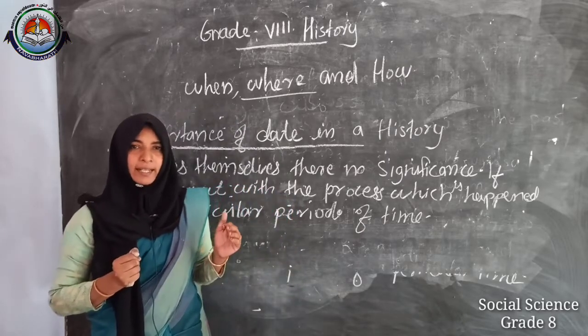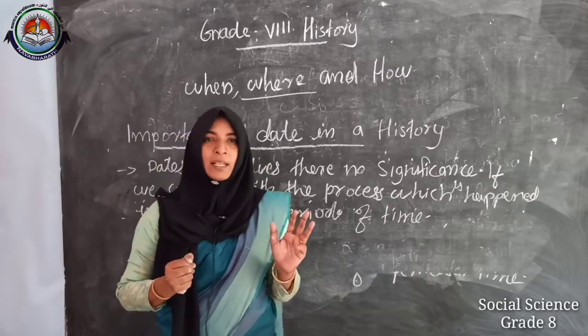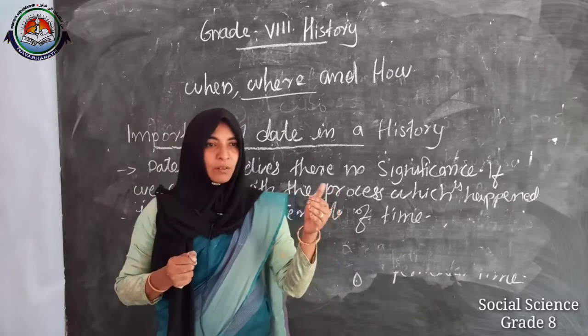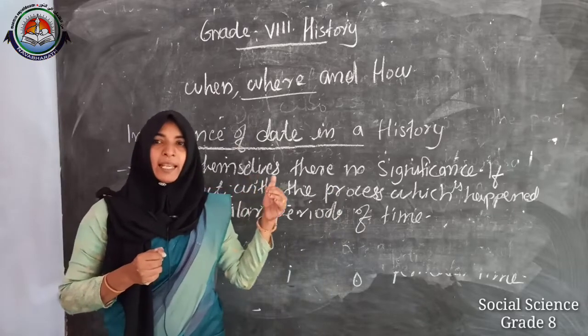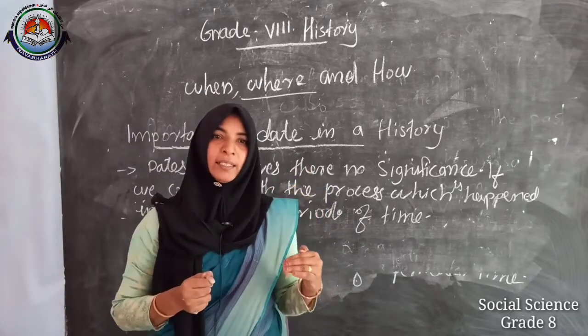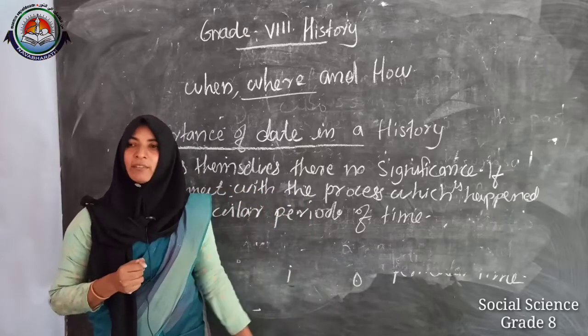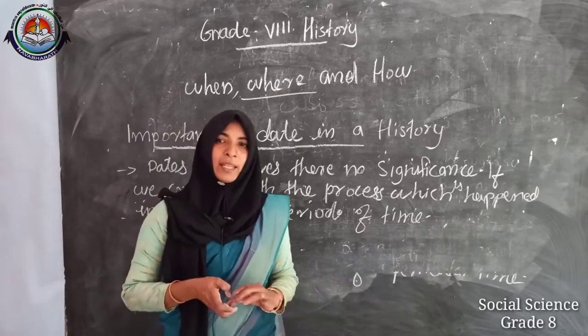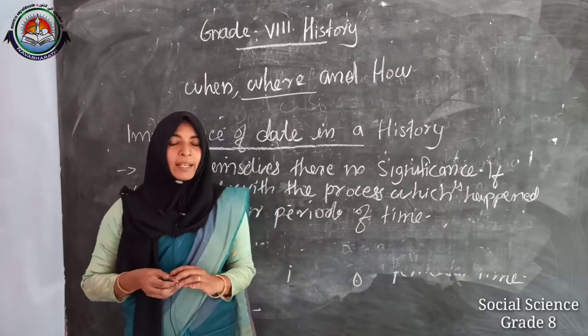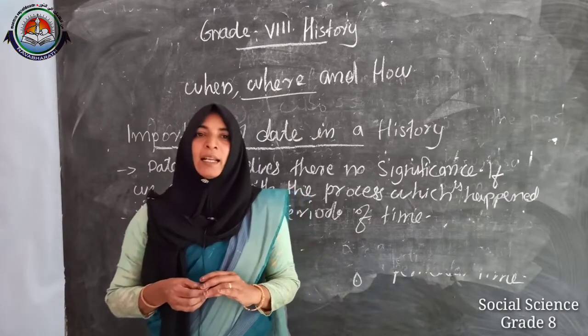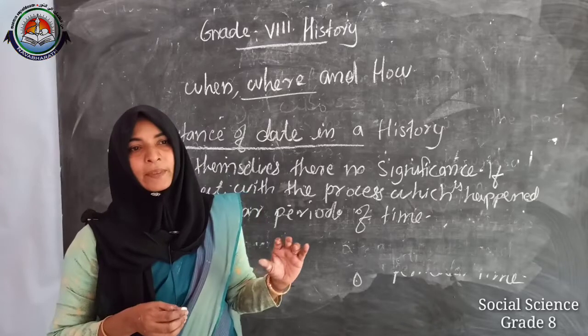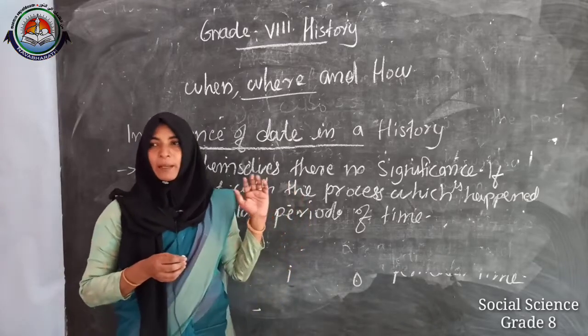Importance of date. First one, it helps to know about the events in an order. Then the chronological order of historical events helps us to know about the social, economic and cultural development of a particular period.